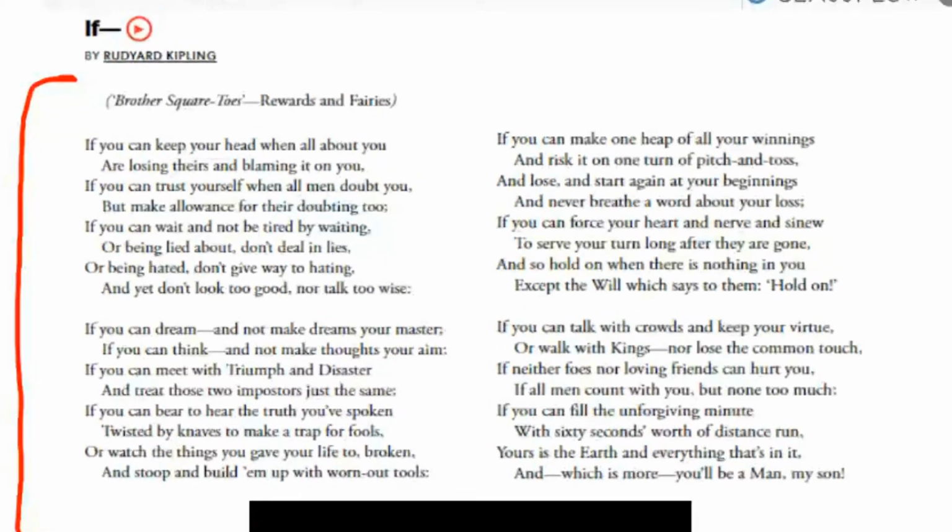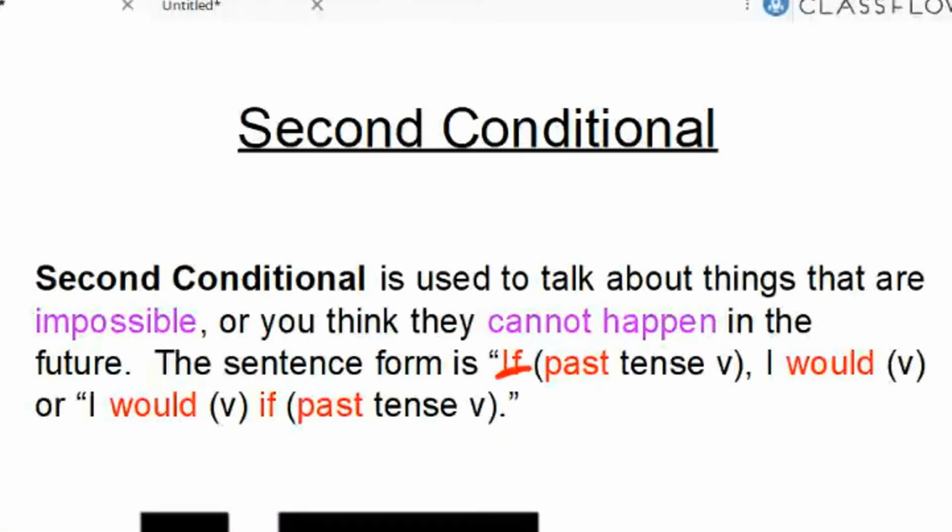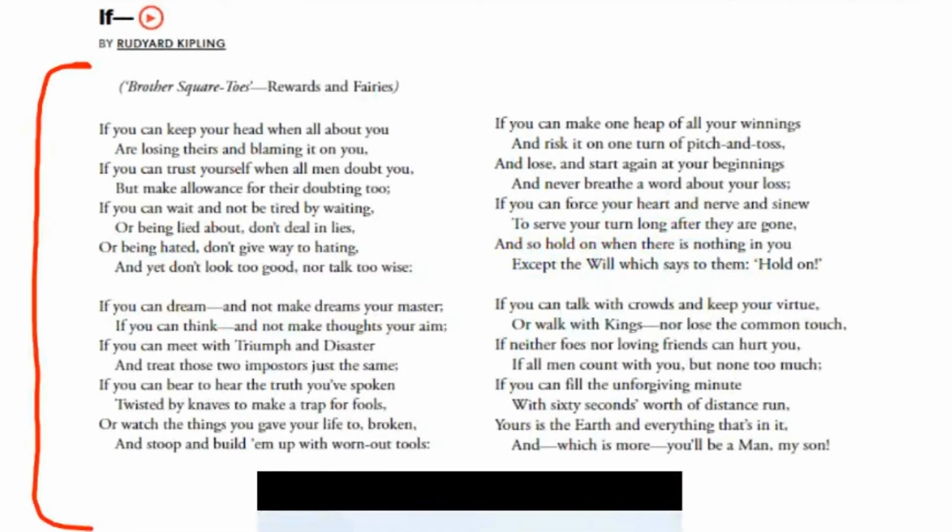Well, let's go back over here for a moment. Let me switch colors here. If, past tense verb, would, or the reverse of that. So we got if can. Can is not a past tense verb. That's a present tense verb. So if can, if can, if can. It looks like all of these are if you can do something. So the answer is this is not the second conditional.